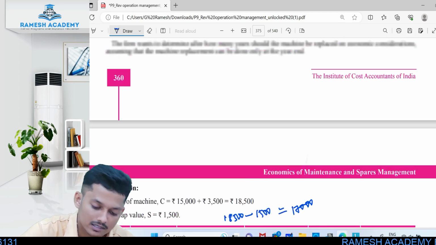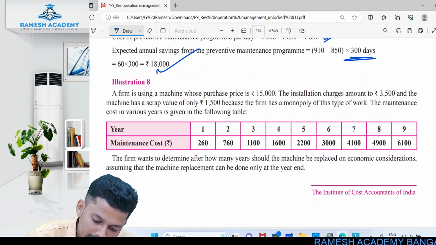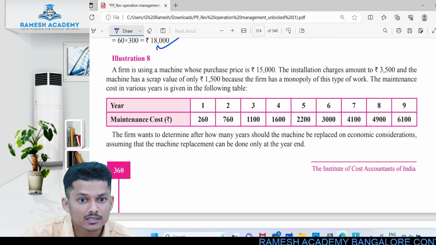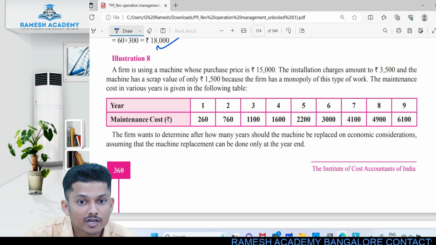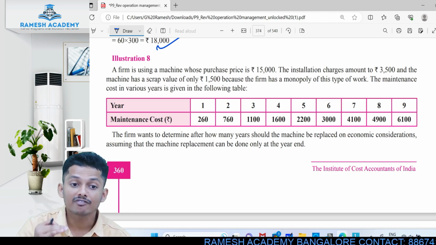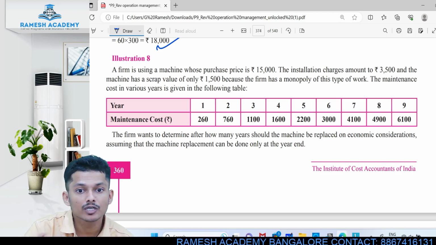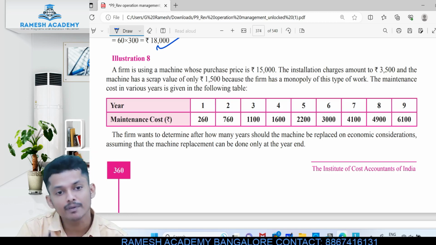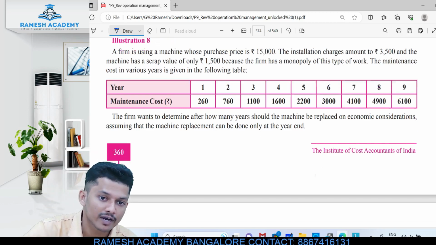Okay, up till here it is done. Now the maintenance cost. Each year they give separately, 1 to 9 years. So the firm wants to determine after how many years you have to replace the machine. When you replace the machine, where the cost is very minimal, there you replace it. So you have to find that cost now.